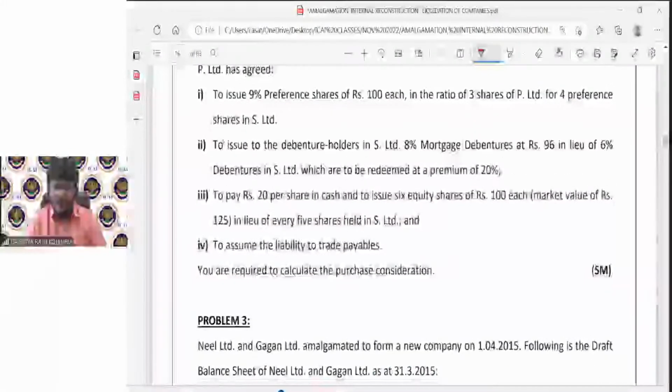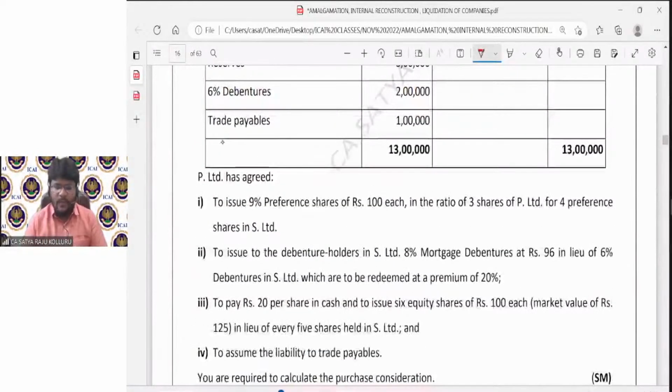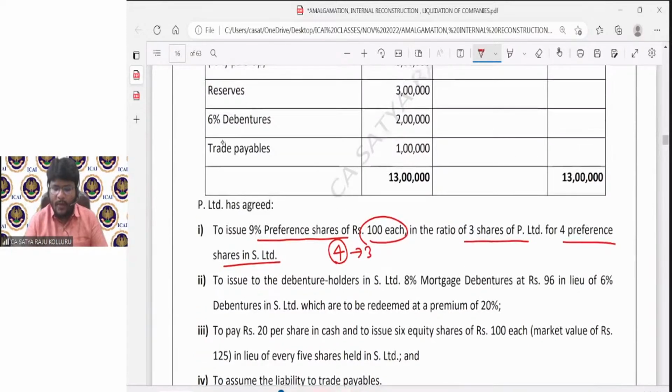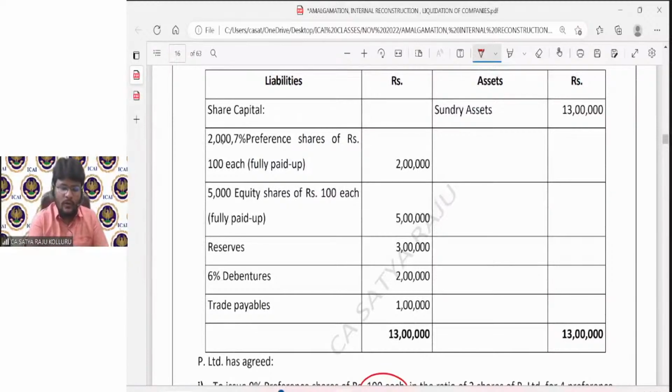First, let me read the requirement. You are required to calculate the purchase consideration. P Limited has agreed to issue 9% preference shares of ₹100 each in the ratio of 3 shares of P Limited for 4 preference shares in S Limited. Simply, for every 4 shares in the selling company, they are getting 3 shares. Am I right? How many preference shares exist? If you check here, 2000 preference shares are there in the selling company.